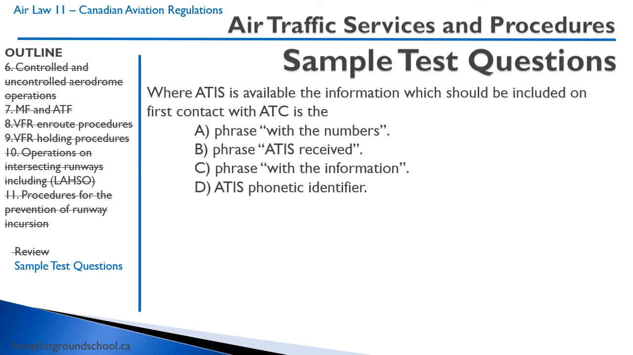Where ATIS is available, the information which should be included on first contact with ATC is: A, phrase with the numbers; B, phrase ATIS received; C, phrase with the information; D, ATIS phonetic identifier. So remember, we said that it's an identifier, like letters A, B, C, and phonetics, Alpha, Bravo, Charlie. So, information Echo. So that's D, the ATIS phonetic identifier.